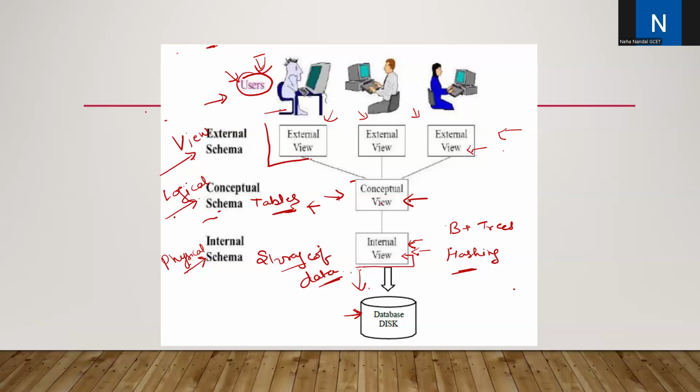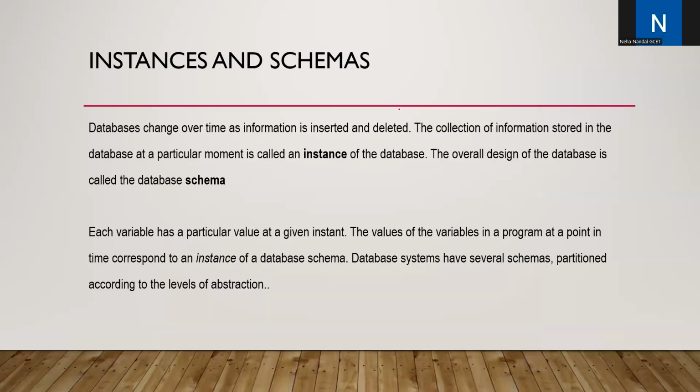The main purpose of this data abstraction is to achieve data independence. So here one more term came: data independence. We will see that in detail again, in a later slide, but for now you remember this term, data independence. This level of abstraction is used to achieve data independence, a very, very important term that you have to remember from the exam point of view.